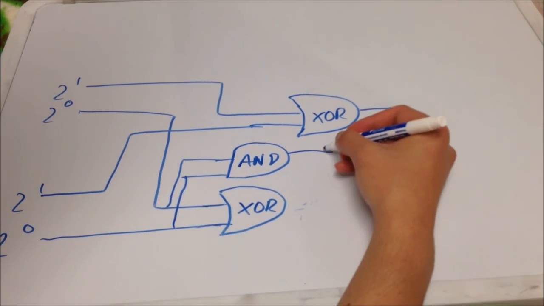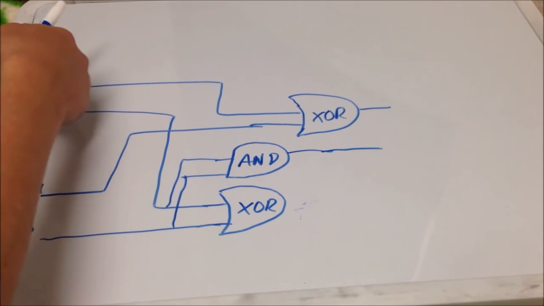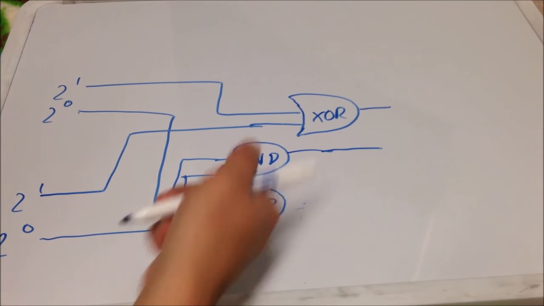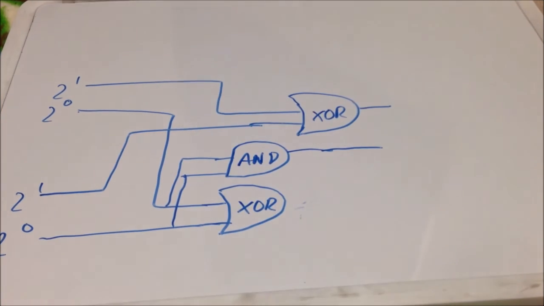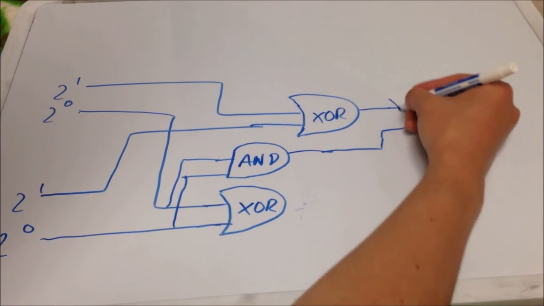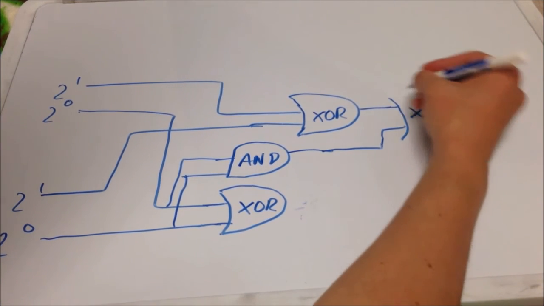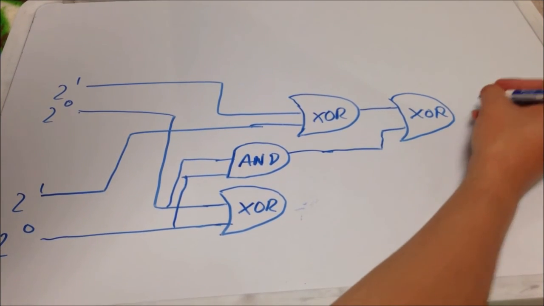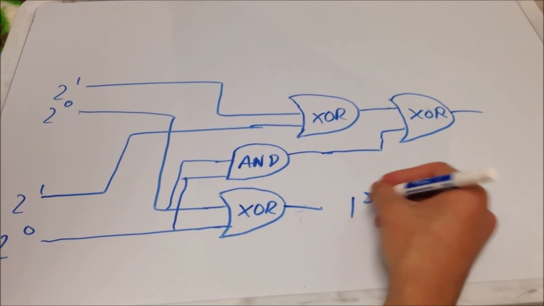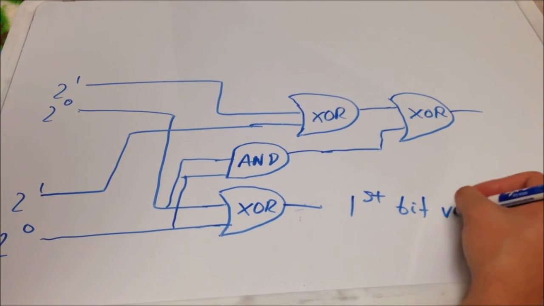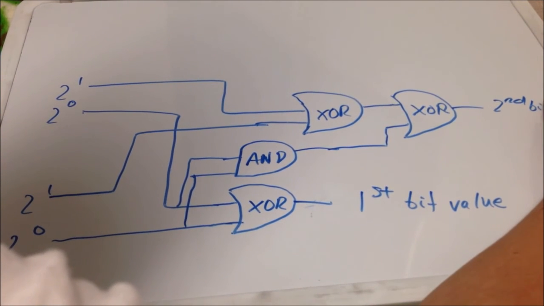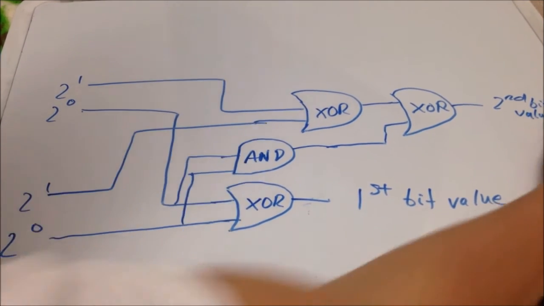So now say these two were 0, but these two were 1. Well, we need to account for the 1 that's getting carried over. So what we need to do is connect these two into another XOR gate. So this gives us our first bit value when you take the sum. This will give us our second bit value when we take the sum.